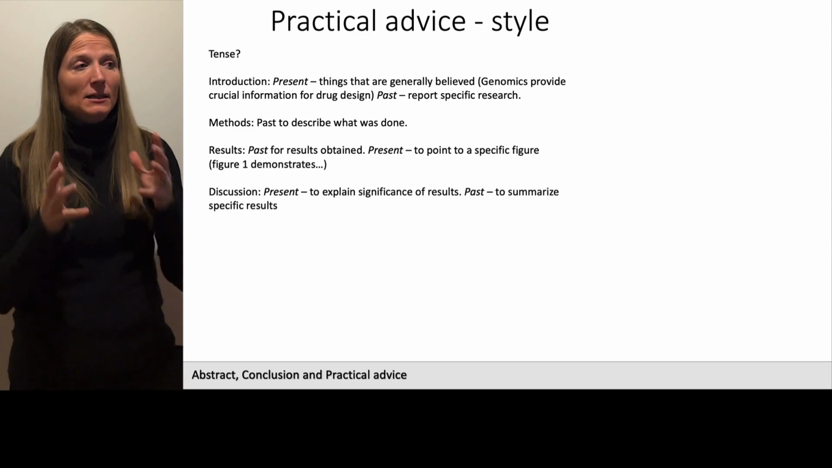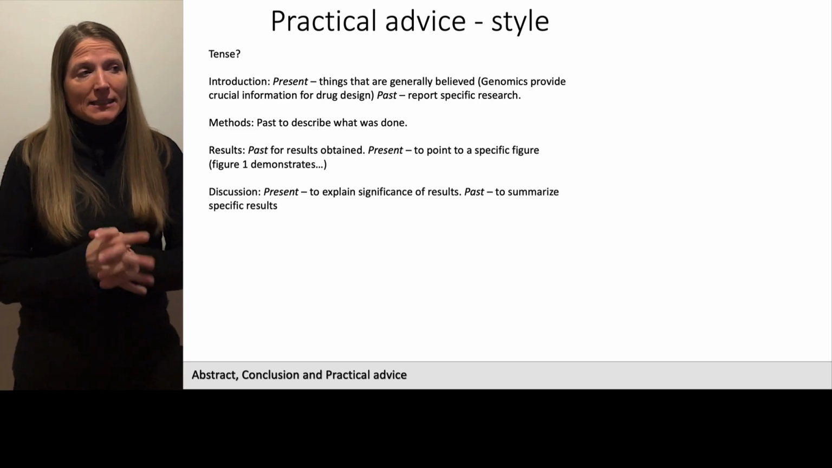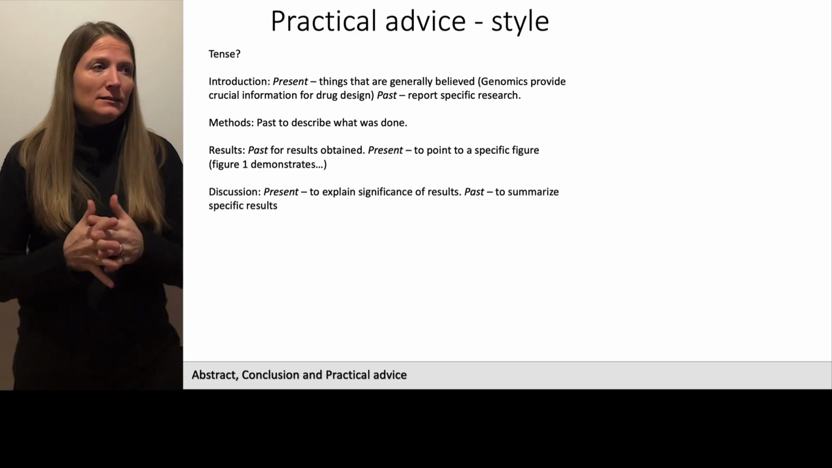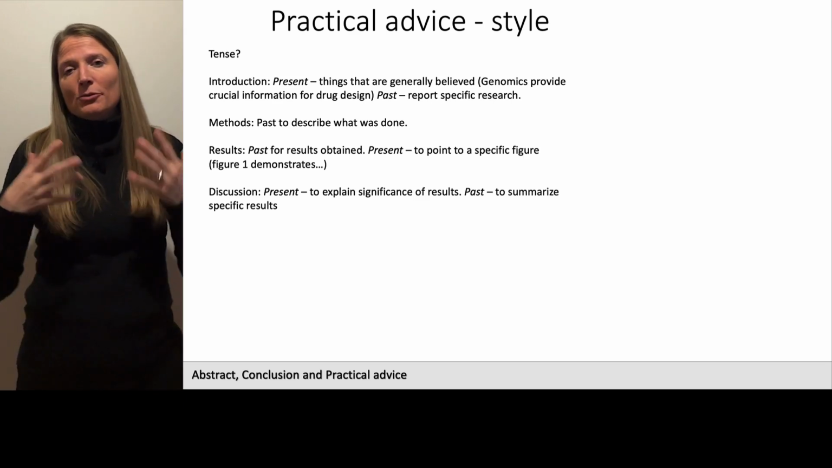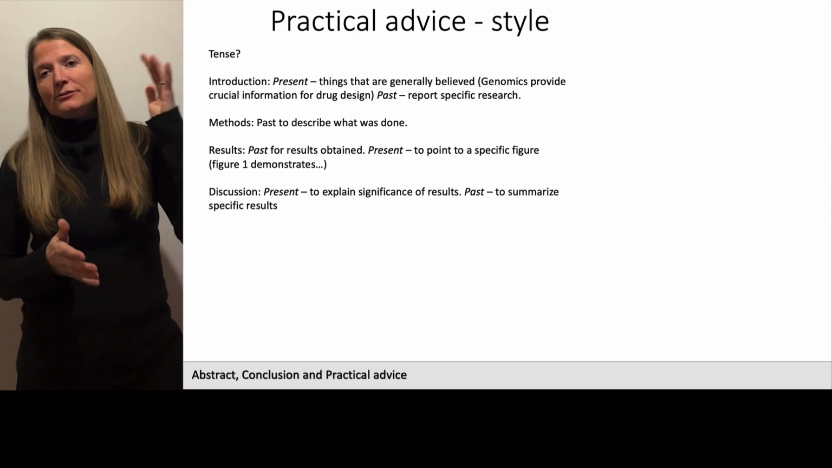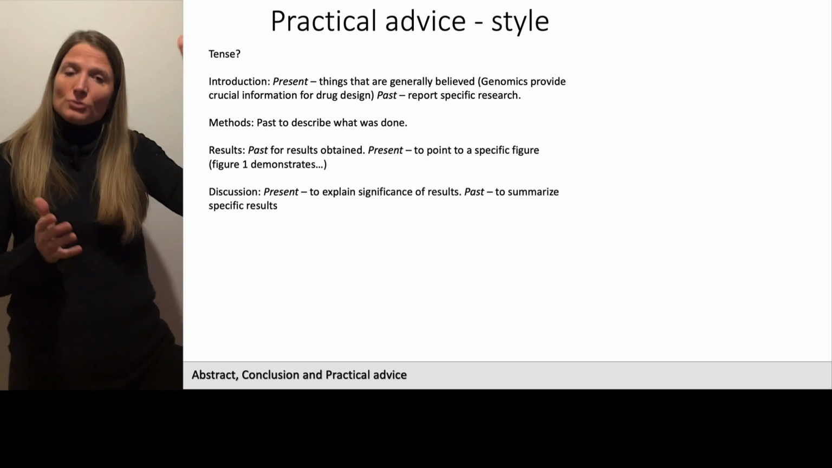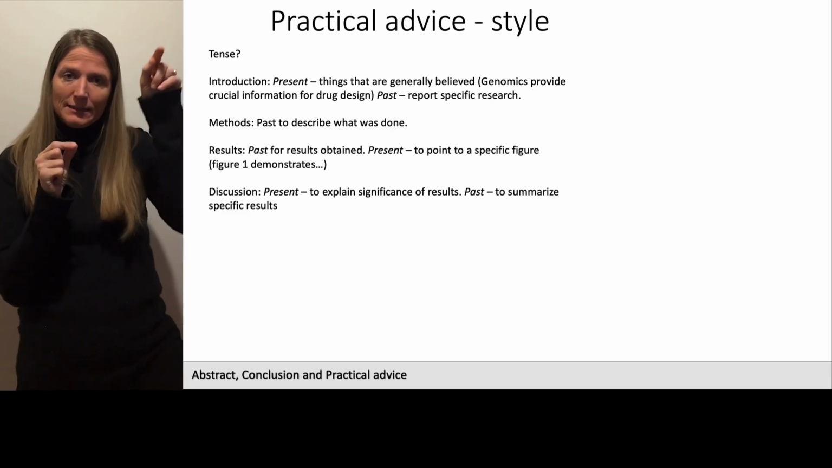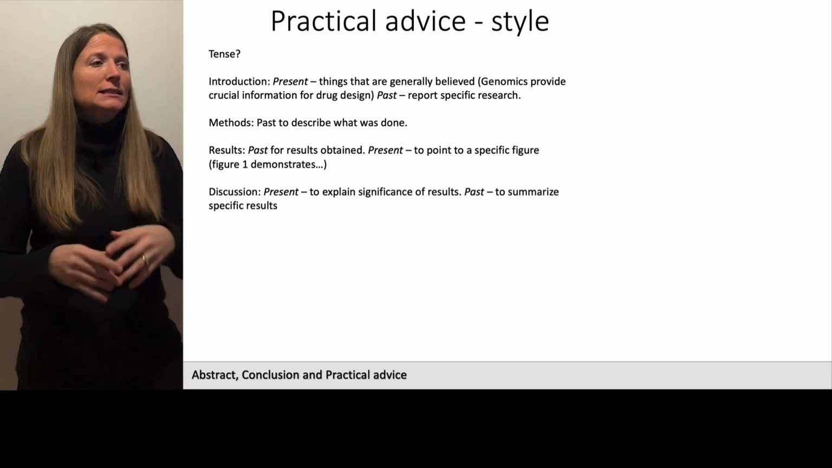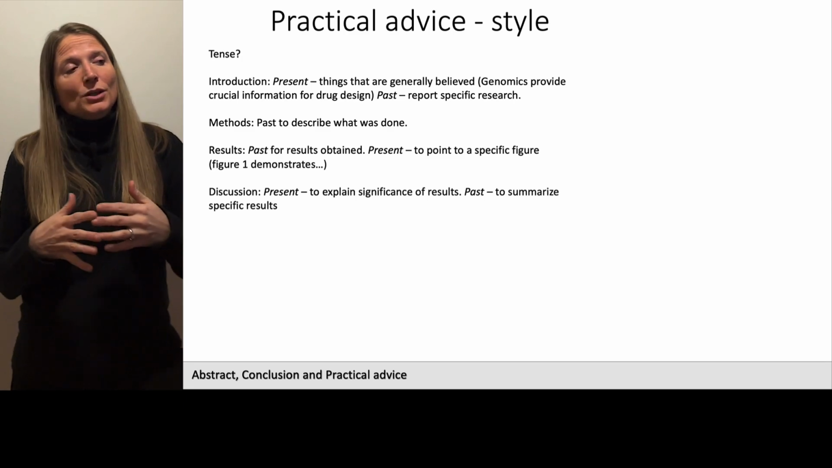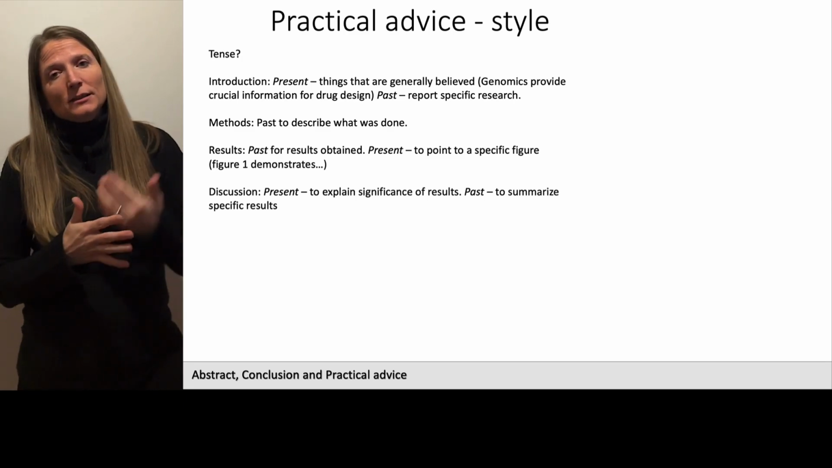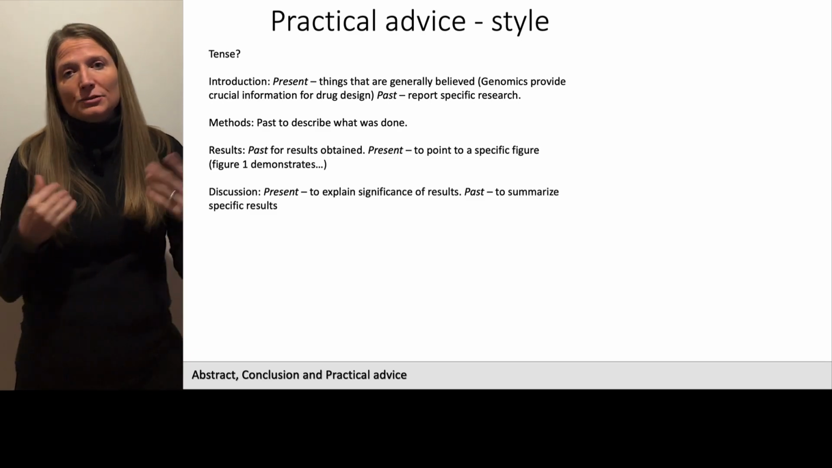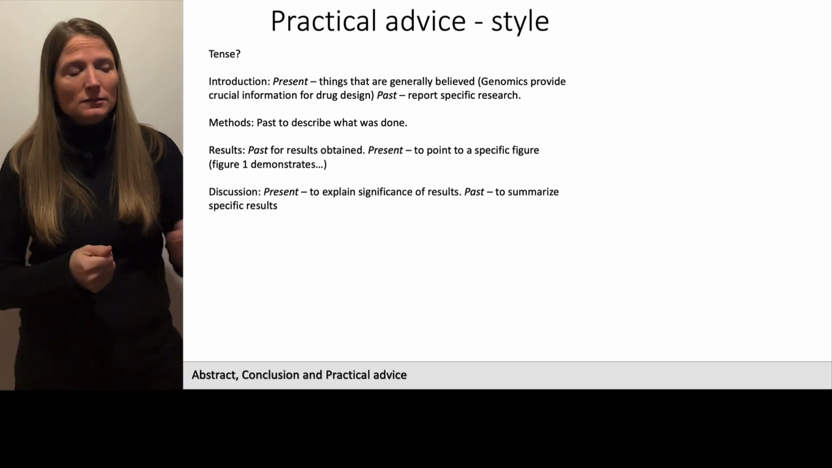The methods are past tense to describe what was done. The results are past tense for results obtained. Present tense if you point to a specific figure, like figure so and so shows, if you point to something that is seen right there. In the discussion, you use the present to explain the significance of results, and past to summarize specific results.